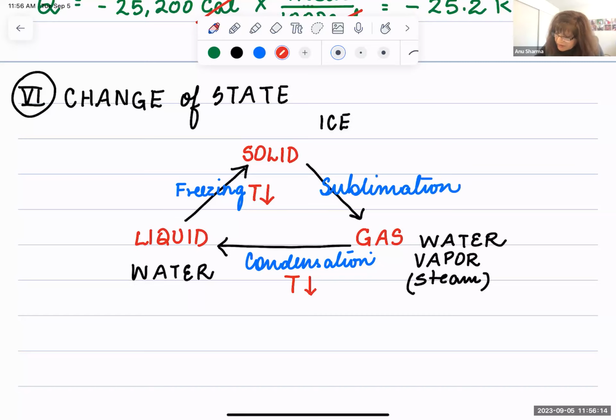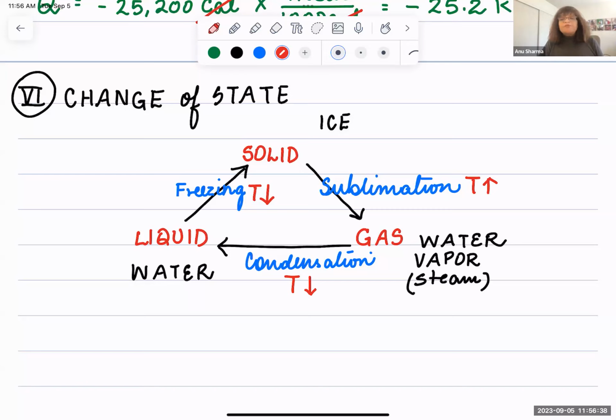Sublimation. This occurs when the temperature goes up. When you take a solid and heat it, it can directly convert, or when the temperature is increased, even if you're not heating, sometimes with a little variation in the temperature, a solid can convert to a gas. It can evaporate. An example of that is iodine.